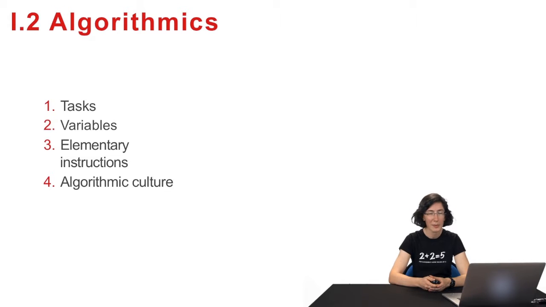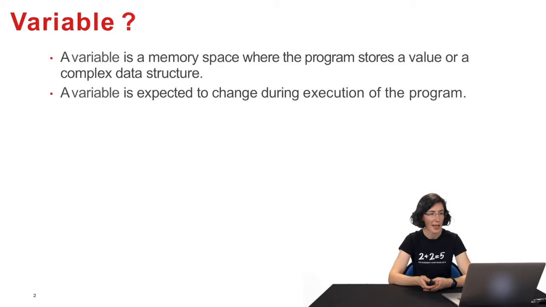Hi. In the second section about algorithmics, we will talk about variables. The first question is, what is a variable? A variable is a memory space, whether local or remote, where the program stores a value or something more complex, like a data structure more complex than a value. Clearly, the variable's value is expected to change during execution of the program, although constant variables are also a possibility.